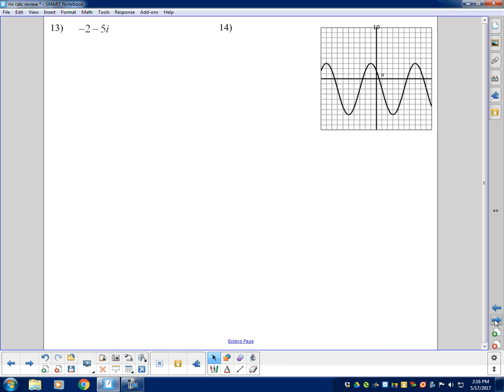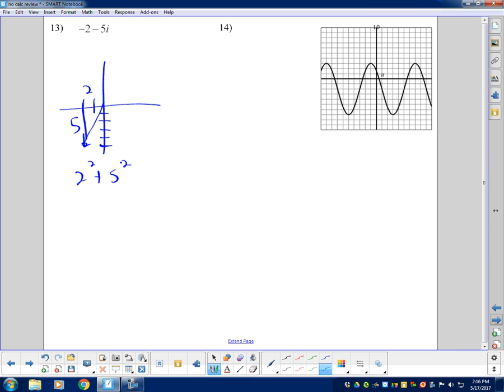The next one, find the absolute value of the complex number. Let's just draw a picture of this. It's 2 left, 5 down, just like a vector here. And so we're just trying to find, really, the length of the hypotenuse of that right triangle we just formed. It's 2, that's 5, so 2 squared plus 5 squared equals, square root of that, 25 plus 4, square root of 29, and we're done.